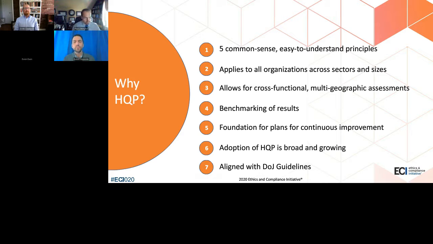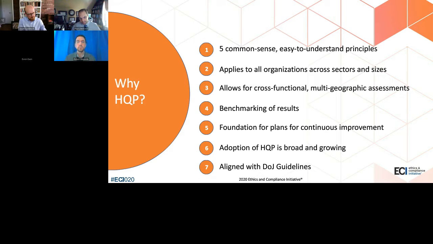You can benchmark your results. ECI does an excellent job of maintaining the database of results so that you can share with companies of similar size or industries and sectors. And so that, to me, when I worked internally and we looked at our results, we were able to compare it not just within the company, but outside of the company. And I'll tell you in a moment why that is so important.